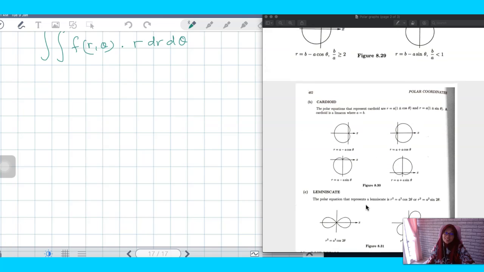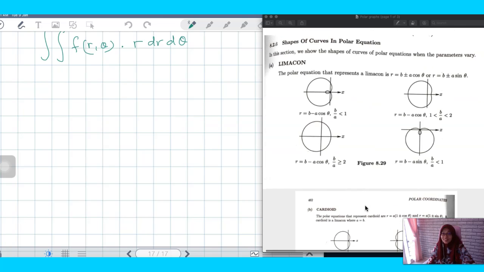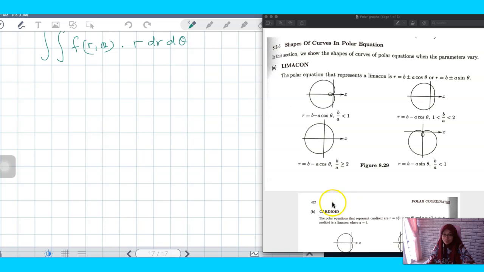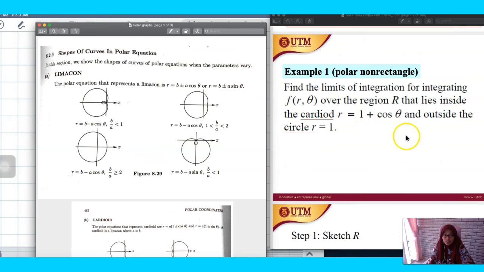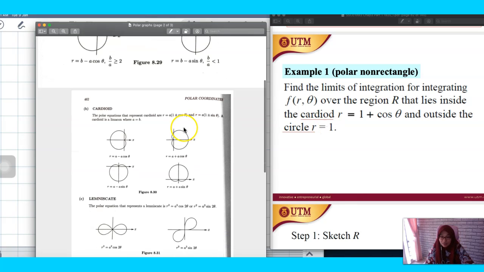For polar, this is very important as well. You should know this, because sometimes, just like this question, they are asking about the cardioid. Maybe for now you have no idea, you don't remember the cardioid shape. So what is the cardioid? This is the cardioid, 1 plus cos theta.